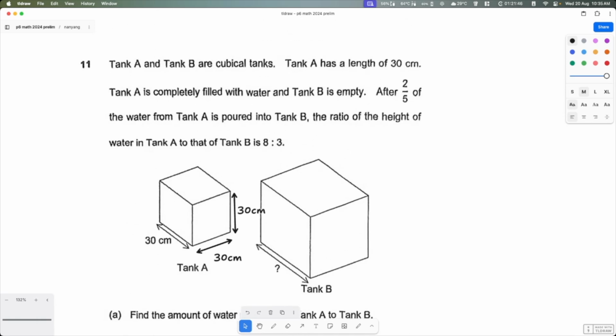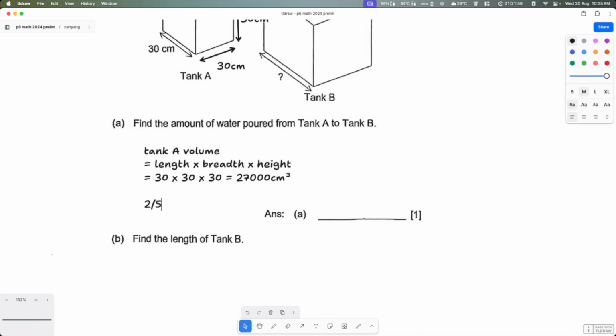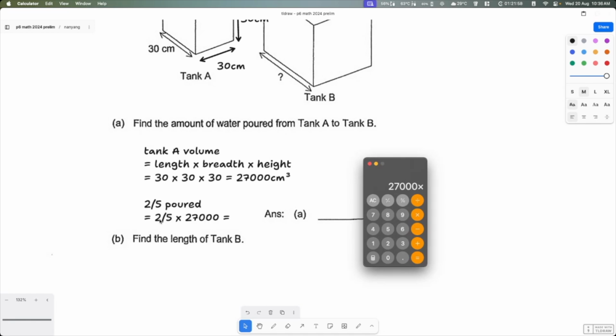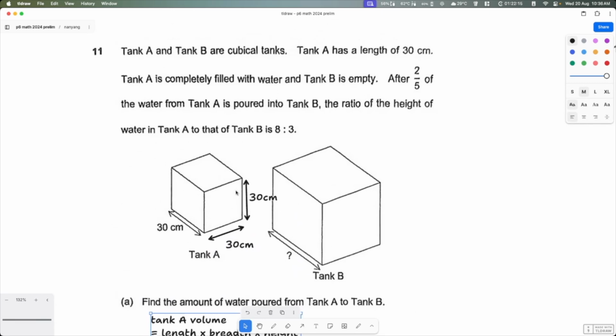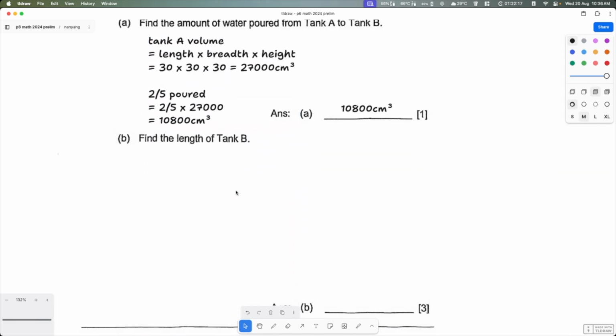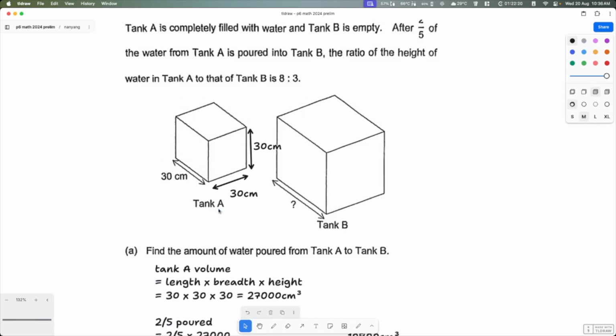And the amount poured, 2/5 poured, is equal to 2/5 times 27,000, which is 10,800 centimeter cube. There you go, that's the answer: 10,800 centimeter cube. They didn't say they want liters or milliliters. Okay, next one. Find the length of tank B.